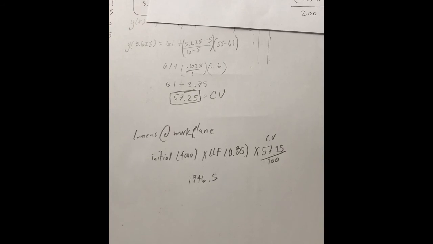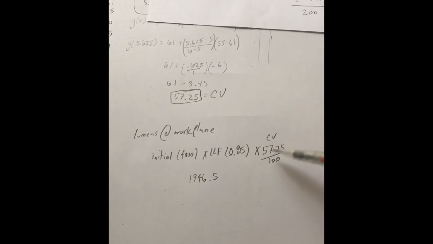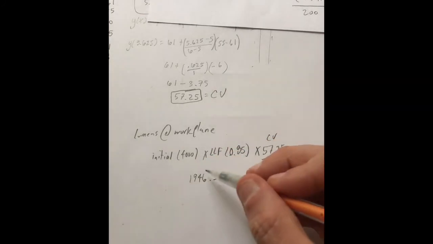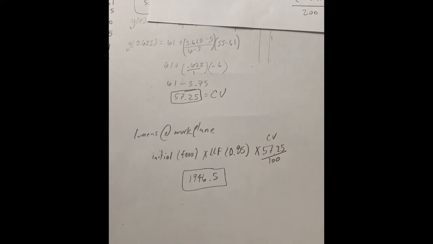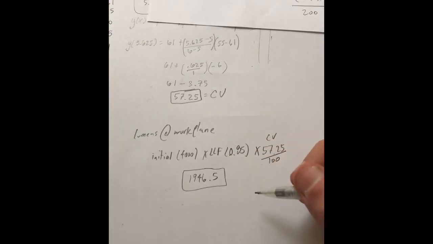So initial lumens times light loss factor times the coefficient of utilization. Remember, this is a coefficient, so it's a percentage. So really remember to divide this by 100. If we multiply these all up, 1946 is really our lumens at the work plane from this one fixture.